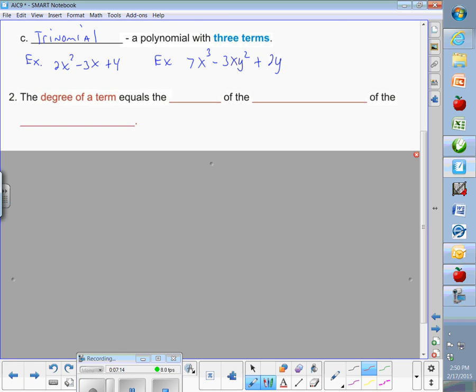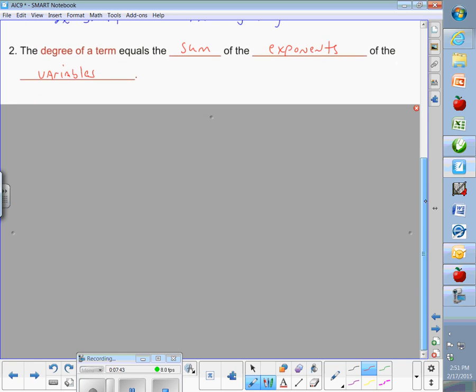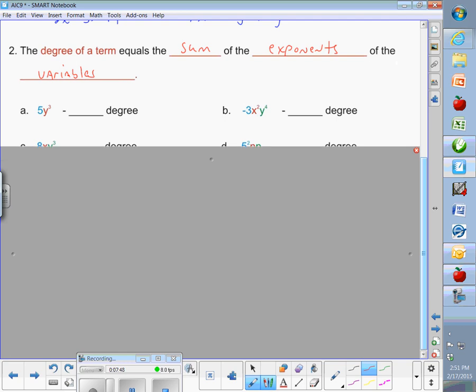Well, the degree of a term equals the sum, we're going to be adding. The degree of a term equals the sum of the exponents. So what are we adding? Exponents. And the exponents of what? Of the variables. That's how you figure degree. It is the sum of the exponents of the variables. All right, let's do a couple examples here.